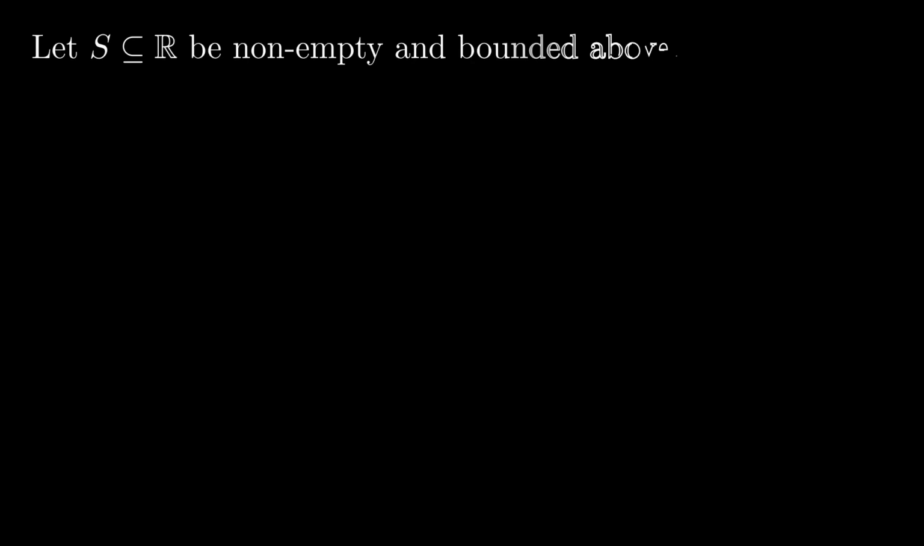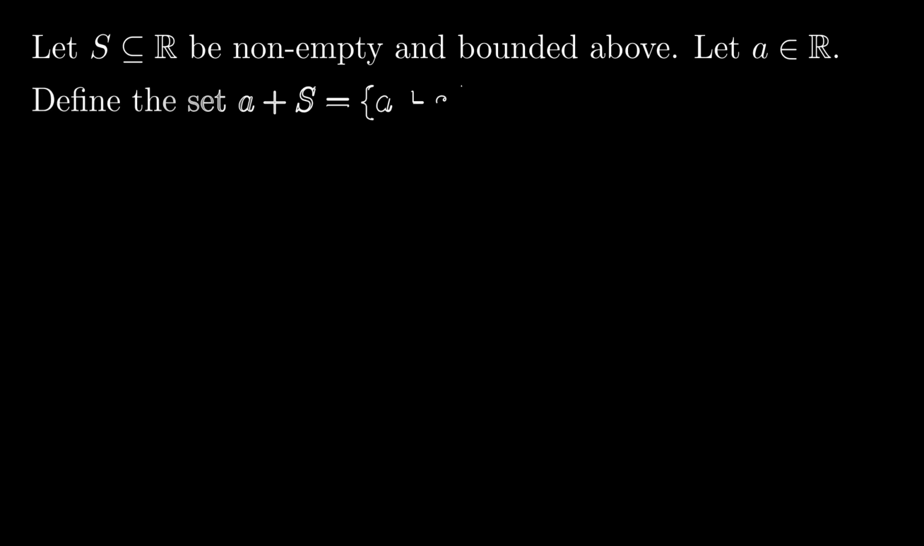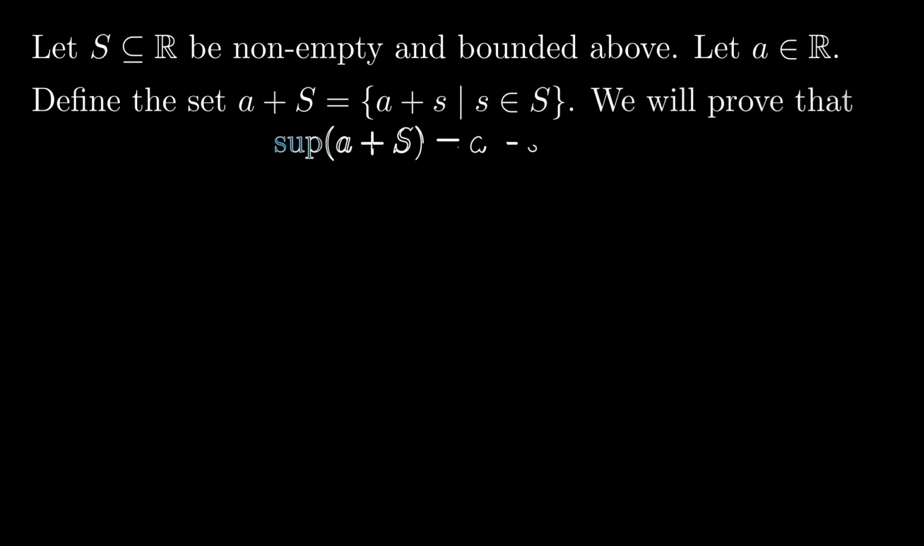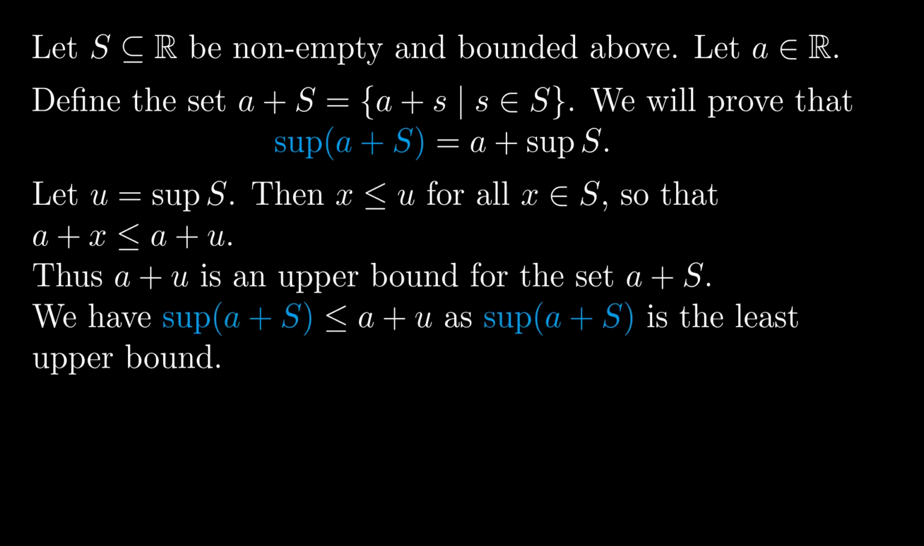Let S be a non-empty subset of R that is bounded above, and let a be any real number. Define the set a plus S to be the set of all a plus s where s is in the set S. We will prove that the supremum of a plus S is equal to a plus the supremum of S. Let u be the supremum of S. Then x is less than or equal to u for all x in S, so that a plus x is less than or equal to a plus u. Thus a plus u is an upper bound for the set a plus S. We have the supremum of a plus S is less than or equal to a plus u as the supremum of a plus S is the least upper bound.